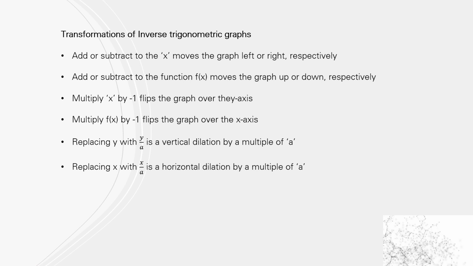And a reminder, in a previous video, we've done the transformation of graphs, and the same rules apply. If you add or subtract to x, you move the whole graph left or right. Add or subtract to the function, the graph moves up or down. Multiply x by minus 1, it flips it over the y-axis. Multiply the function by minus 1, it flips it over the x-axis. With dilations, if you replace y with y over a, that's a vertical dilation by a multiple of a, and replacing x with x over a is a horizontal dilation by a multiple of a.